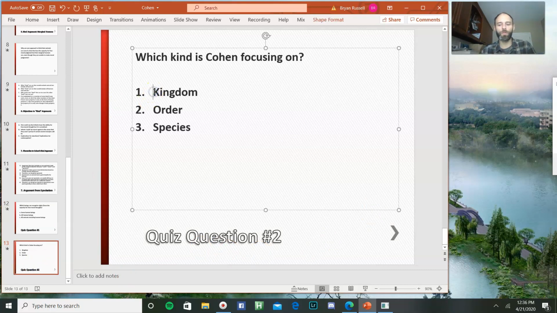Quiz question number 2. Which kind is Cohen focusing on? A, kingdom, B, order, or C, species? Which kind is Cohen focusing on? Which kind does he think is the morally relevant kind?